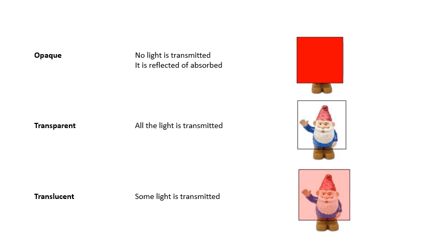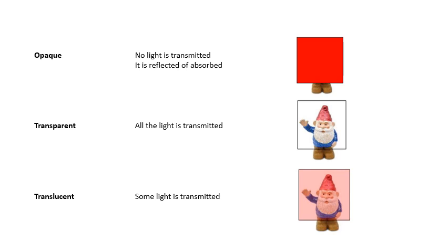Now, you will remember, hopefully, from an earlier video that when light falls on a surface, it's either reflected or it's absorbed or it's transmitted. Now, if a surface is opaque, then no light is transmitted. It is either reflected or absorbed. So we can't see Gordon the gnome behind this piece of paper or whatever it is.